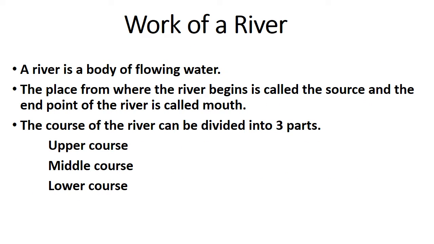Children, now let us see how the river erodes the landscape of the earth. Let us look into the work of a river. Now if you have to define a river, what is a river? It is a body of flowing water, continuously flowing. And the place where the river begins is called the source, and the place where the river ends and meets the sea is called the mouth of the river.